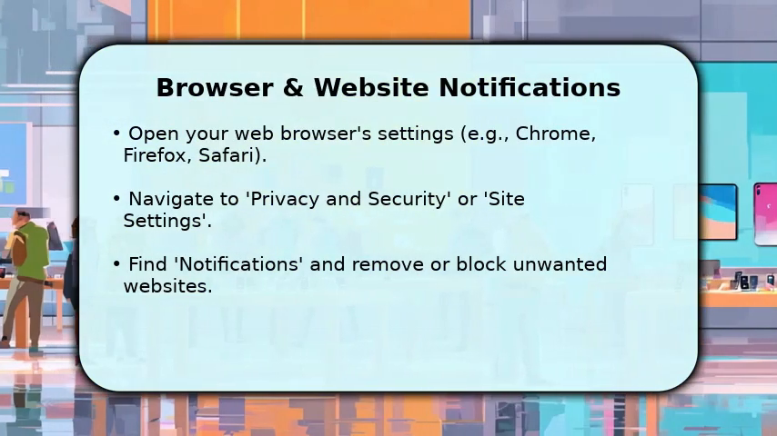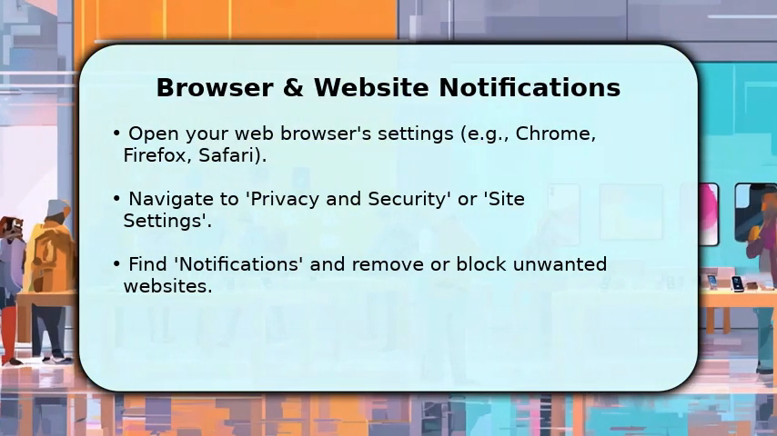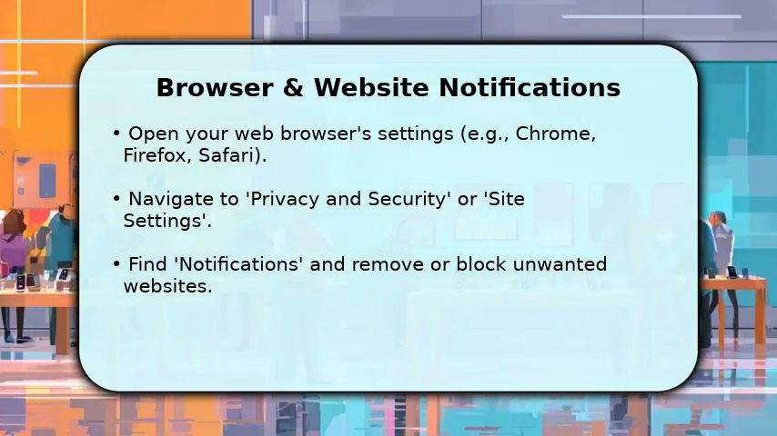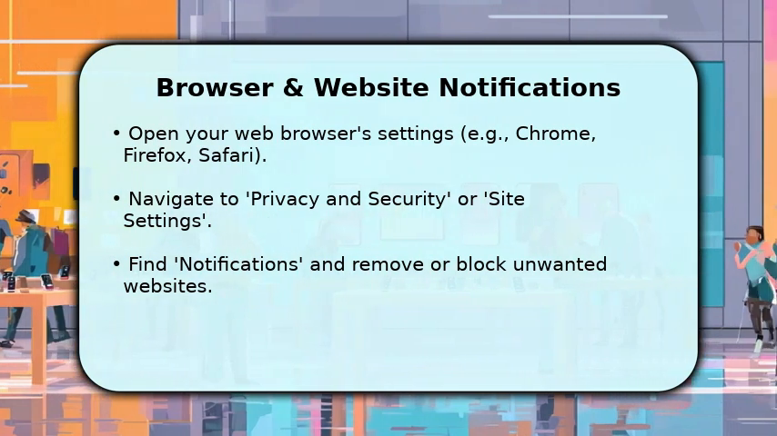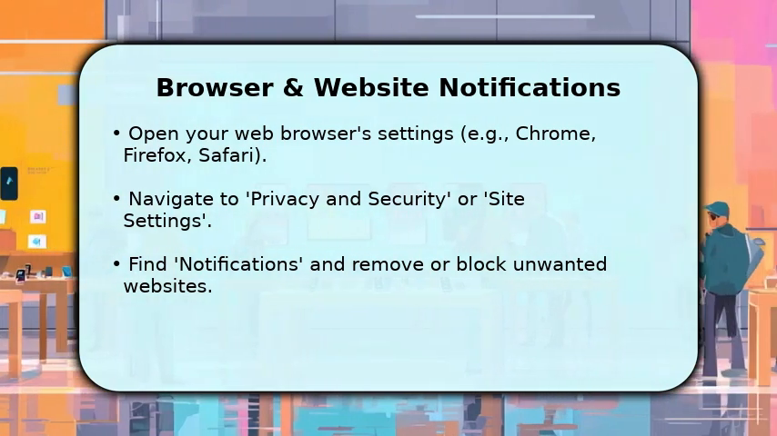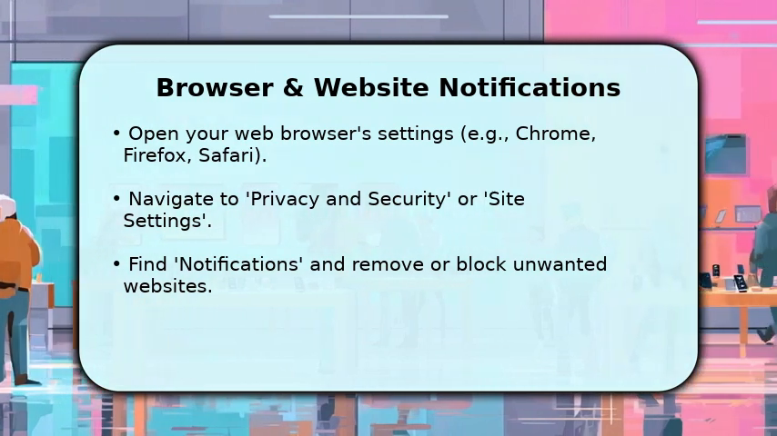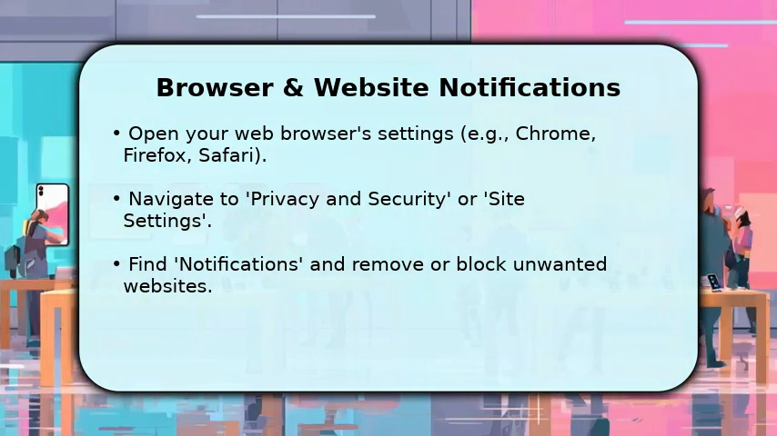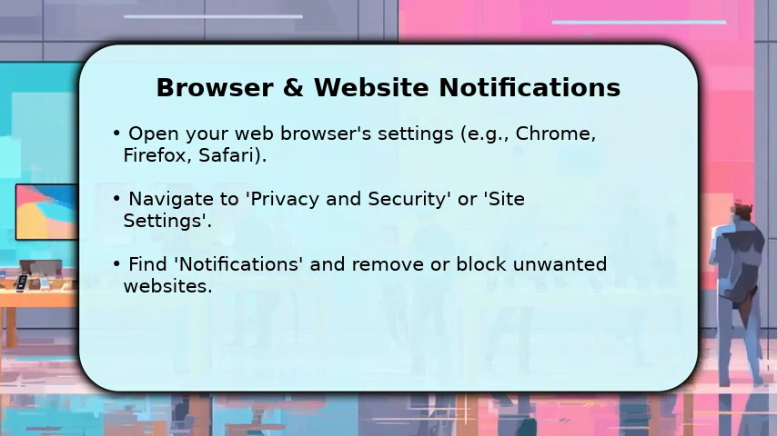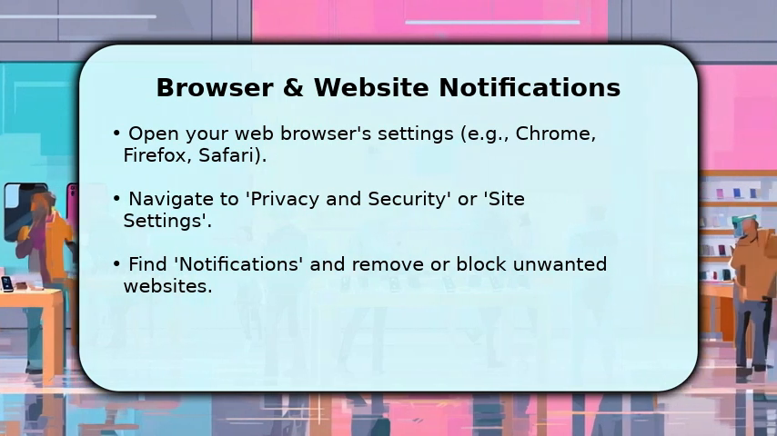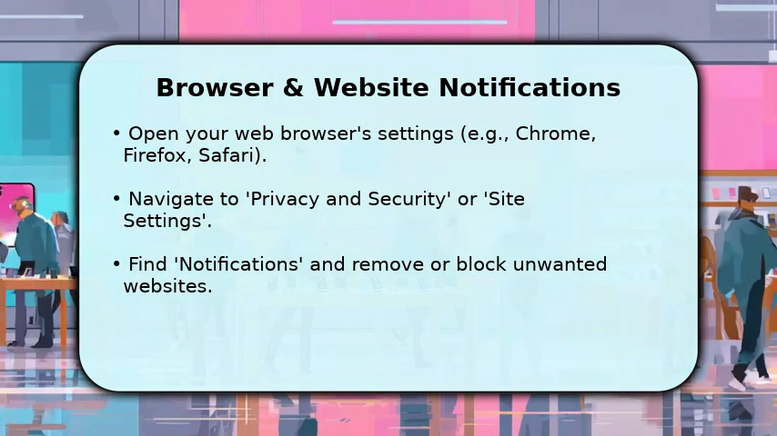Beyond app notifications, many ad alerts come from web browsers. To stop these, open your browser settings, whether it's Chrome, Firefox, or Safari. Navigate to Privacy and Security or Site Settings. Look for notifications, and you'll see a list of websites. You can remove or block any unwanted sites from sending you push notifications. This helps silence those persistent pop-up ads from your browsing experience.